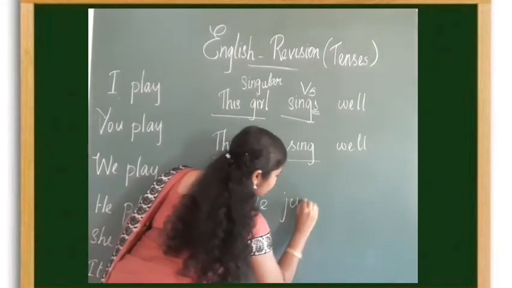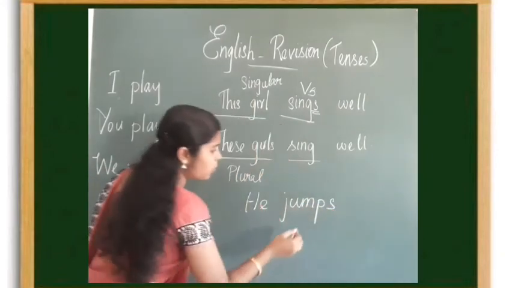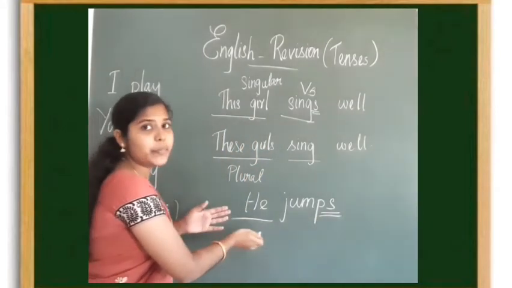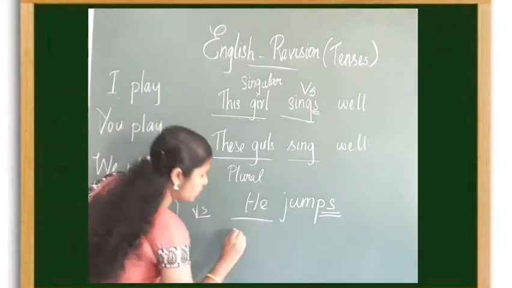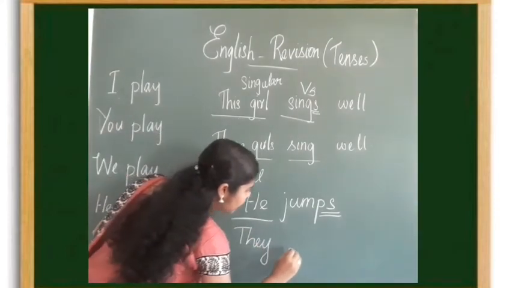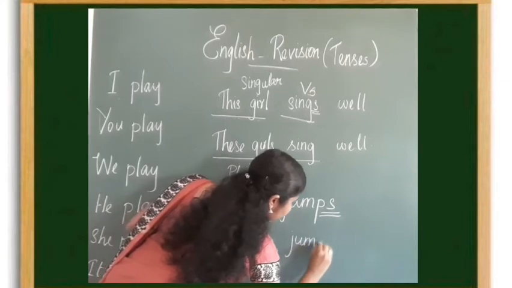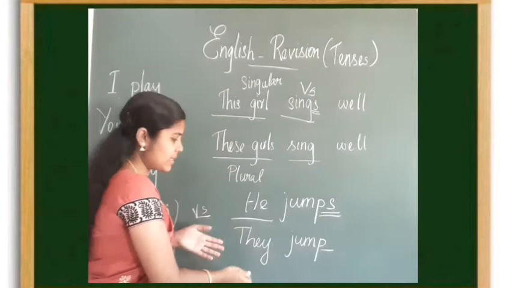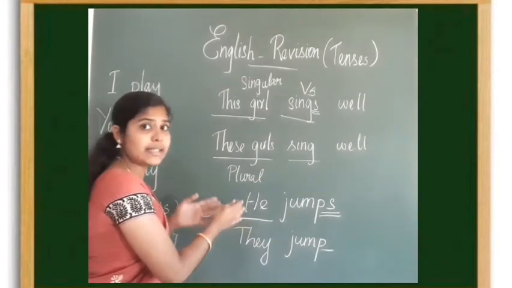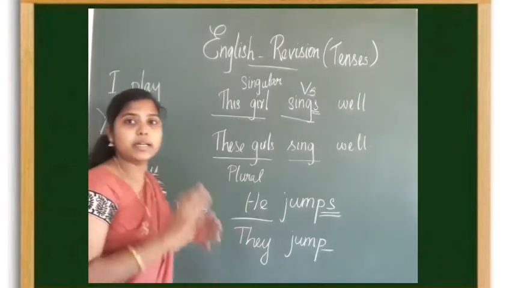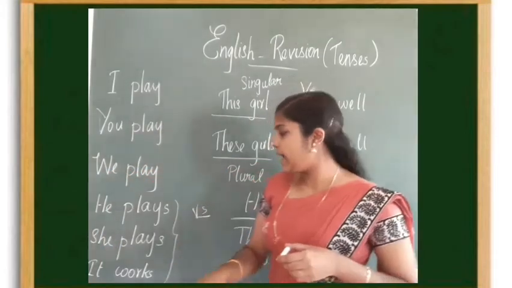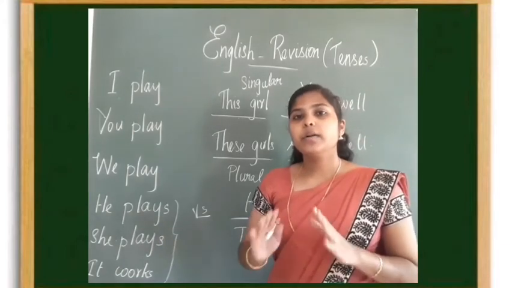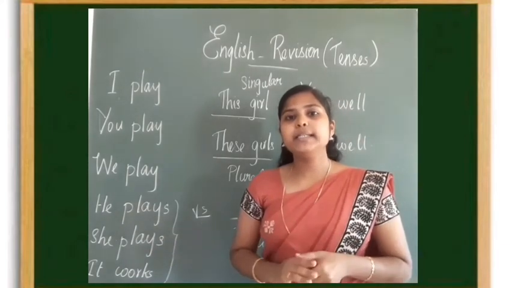He jumps. Why did I add this s here? Because the subject is third person singular. Now, they jump. Why didn't I add s here? Because this is not the third person singular. Okay. So, for third person singular, we have to add s along with the verb. Now, are you all thorough with simple present tense, students?